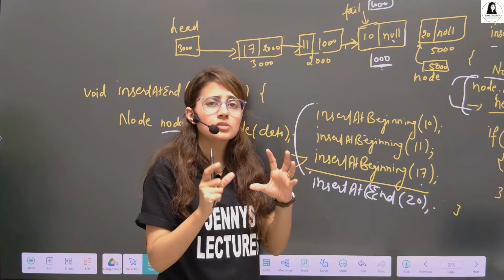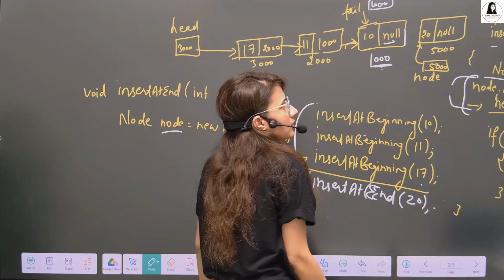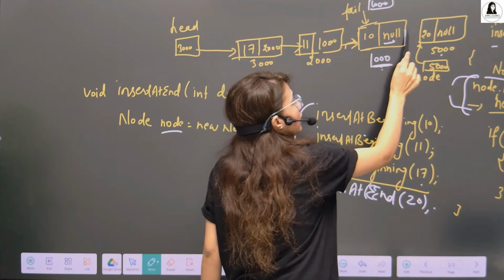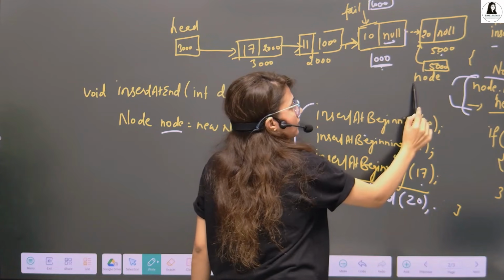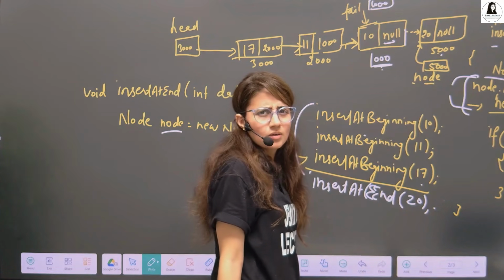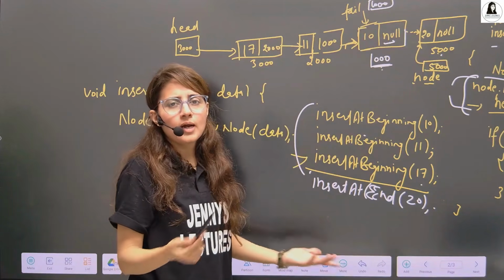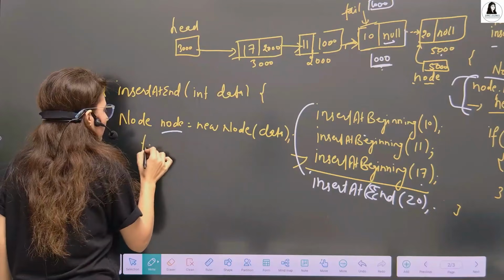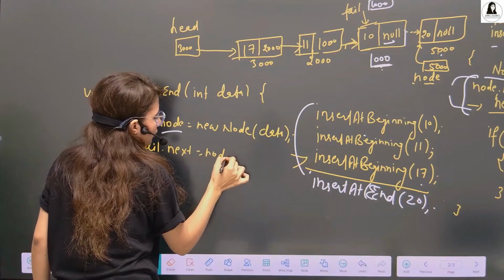How do you visualize this? Let's visualize. You have to change this null. I want here 5000. Then only it will point to this. It will refer to this. This 5000 is in this node. So simply tail dot next is equal to node. That's it.